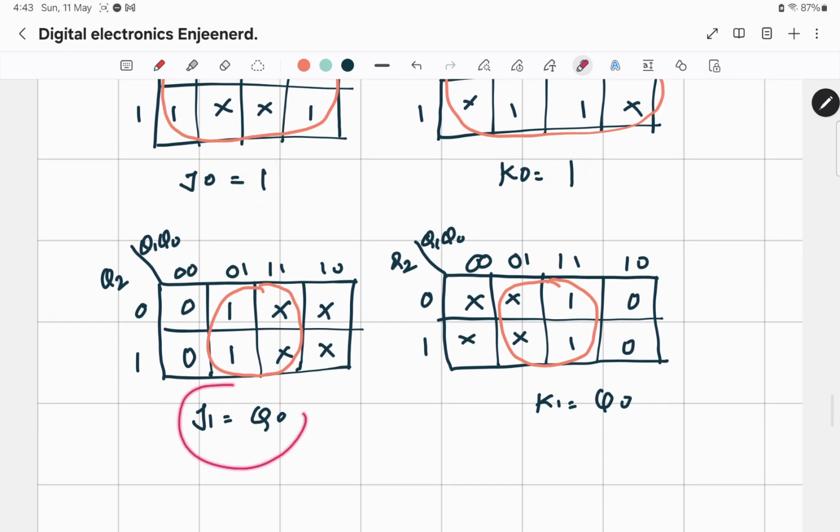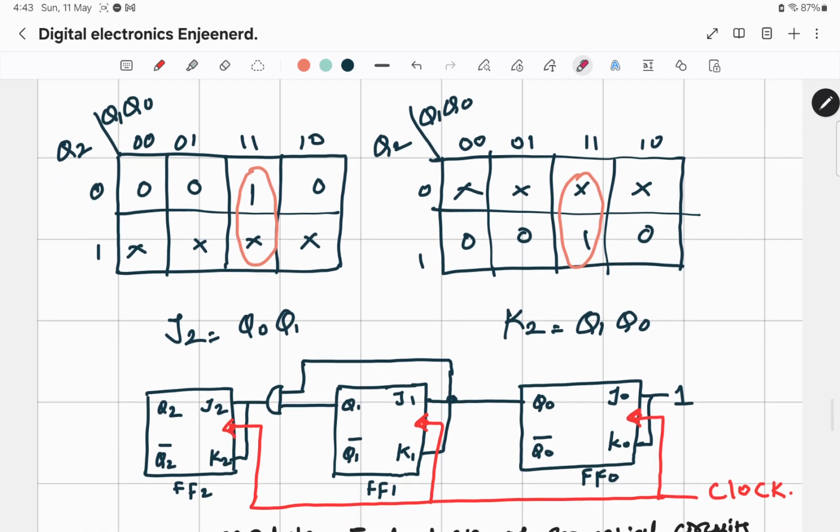Then we'll be solving for J1 and K1. I request you to solve this on your own to get the idea of how the answers will be. So then you have J1 K1 as Q0 and finally J2 K2 as Q1 into Q0.